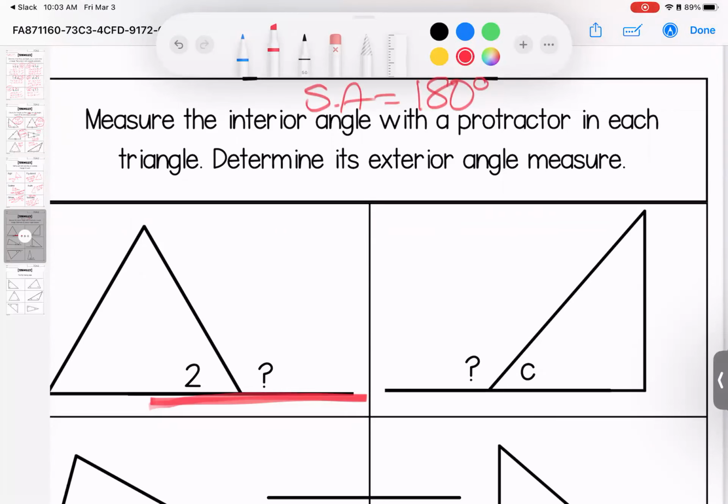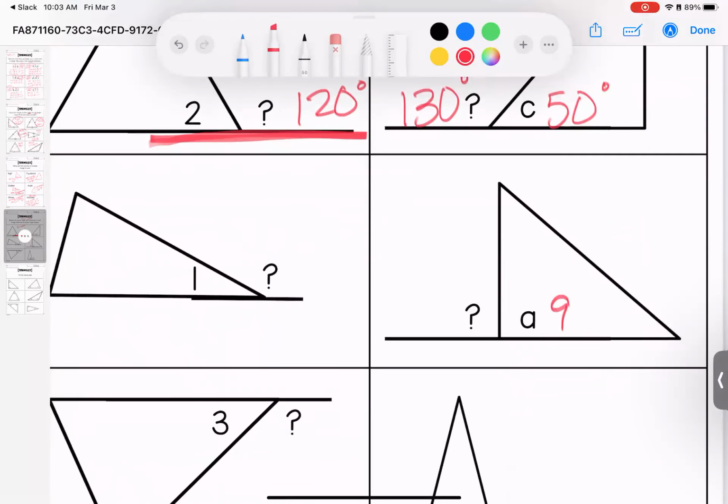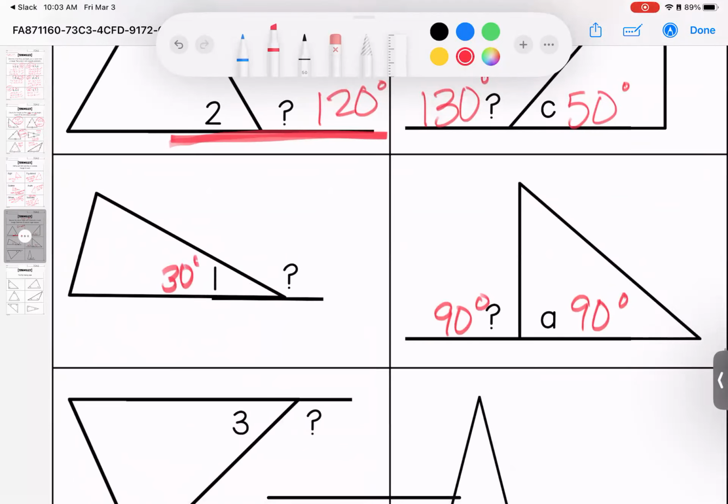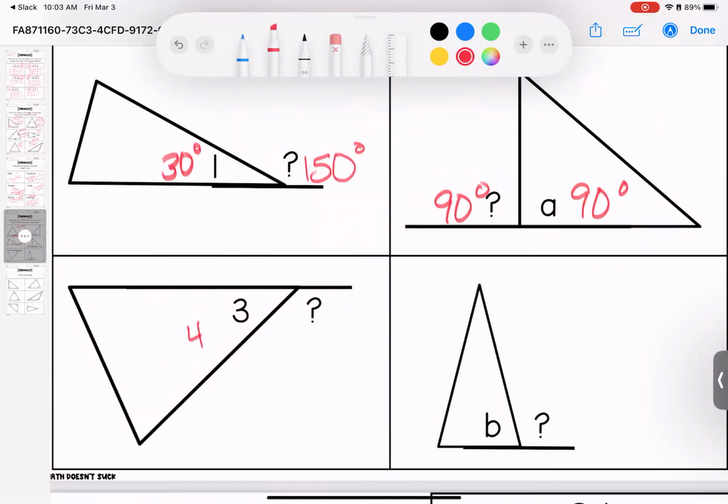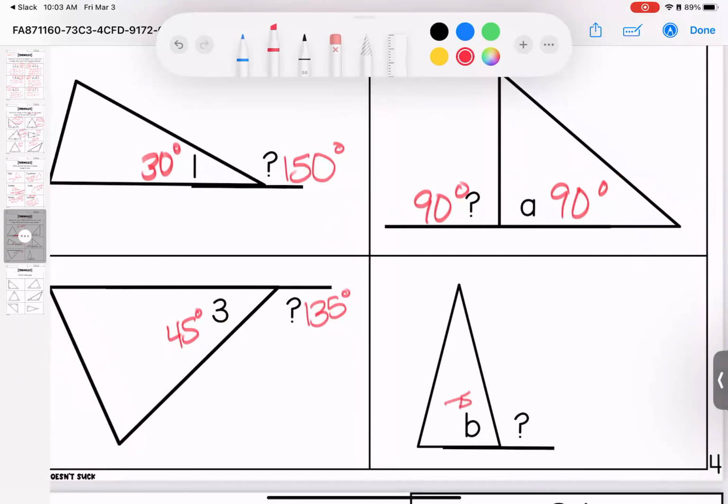So if you measured angle 2 is 60 degrees, then what is missing? 120, because 60 plus 120 gives me 180. If you measured C, it was 50 degrees, which means the missing portion is 130, because 130 and 50 give you 180. A is 90 degrees, which means we also are missing 90 degrees. I is 30 degrees. What's missing? 150 degrees. 3 is 45 degrees, which means that we are missing 135. And B is 75 degrees, which means we are missing 105.